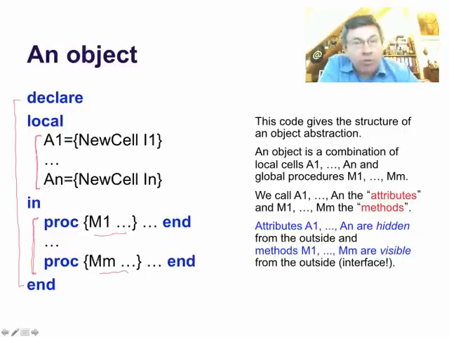Okay, in object-oriented terminology, these cells are usually called attributes of the object, and these procedures are usually called methods of the object. And these procedures, in fact, form the interface of the data abstraction. So this simple schema is, in fact, a full-fledged data abstraction which provides the hidden inside an interface, the only access to the inside and an outside.